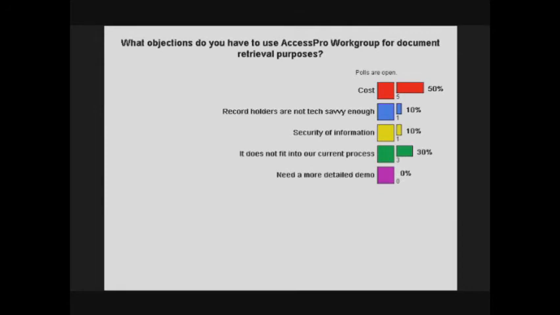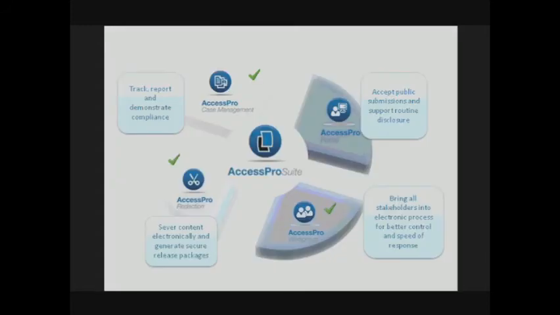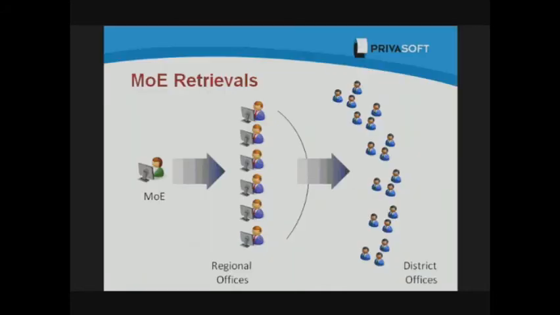Okay, so now that we've taken a look at MOE's situation before Privasoft and some of the functionality of Workgroup, let's look at the correlation between automating document retrievals and the ministry's success today. So with the addition of Access Pro Workgroup to their Freedom of Information Automation Initiative, retrieval requests happen now in one click rather than through many different touch points.